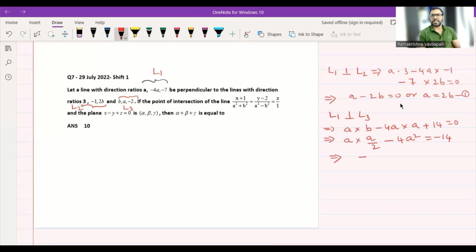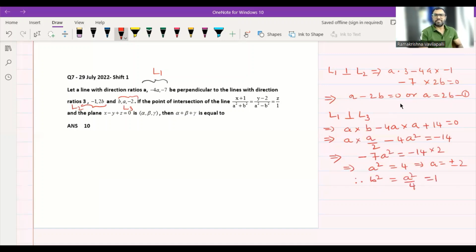So we will get A square by 2 minus 4A square, so minus 7A square equal to minus 14 into 2. This implies A square equal to 4. So therefore, we got A equal to plus or minus 2. Anyway, they are not using A alone. Everywhere they have used only A square. So A square equal to 4. So what is the B value? Therefore, B square equal to A square by 4. This is equal to 1.